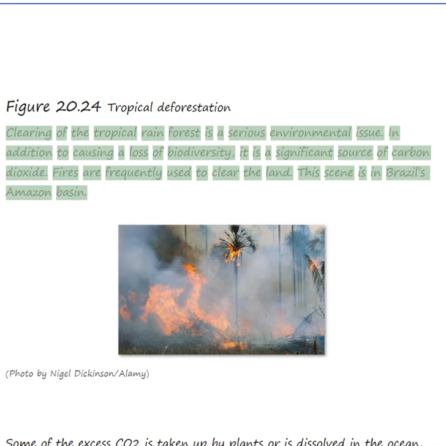Clearing of the tropical rainforest is a serious environmental issue. In addition to causing a loss of biodiversity, it is a significant source of carbon dioxide. Fires are frequently used to clear the land. This scene is in Brazil's Amazon basin.